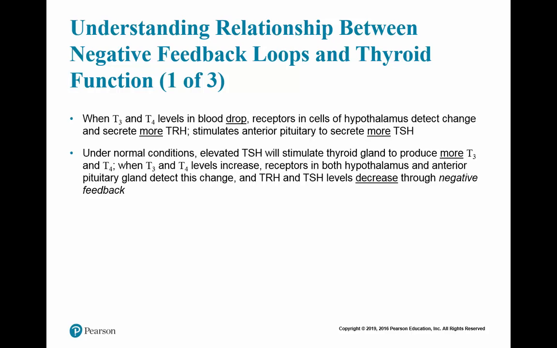Now, to understand these feedback loops, if your T3 and T4 levels in your blood drop, the receptors in the cells of the hypothalamus detect the change, so it secretes more thyrotropin-releasing hormone, TRH, and that causes the anterior pituitary to secrete more TSH. Normally, those elevated TSH levels will cause the thyroid gland to make more T3 and T4. And as the T3 and T4 levels rise, the receptors in the hypothalamus and the anterior pituitary gland detect it, and so those levels of TRH and TSH are going to decrease.